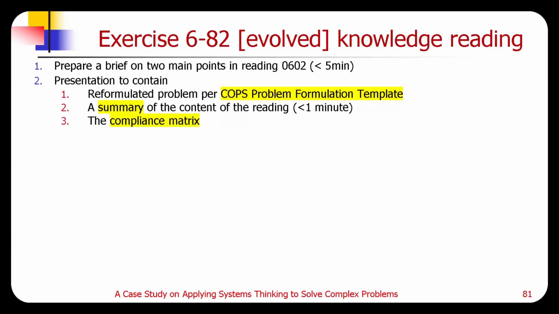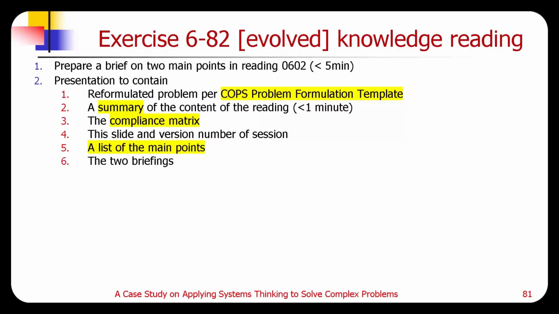The compliance matrix. This slide and version number of the session, because sessions get updated as time goes by. A list of the main points. The 2 briefings. Because when they're making a briefing in class, it gets boring when you get lots of briefings on the same point. So after 2 or 3 briefs on the same point, I could switch to the second point if different knowledge readings were on the same points.